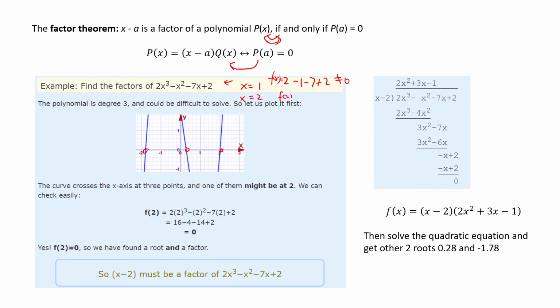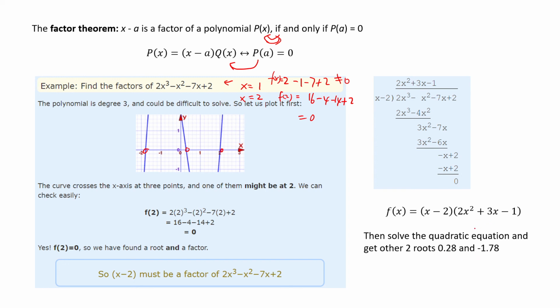So f(2), we have 16 − 4 − 14 + 2. This is equal to 0. That means x − 2 must be a factor of this function. And then we do a step of long division and get a degree 2 polynomial, right? Then solve the quadratic equation and get these two roots.